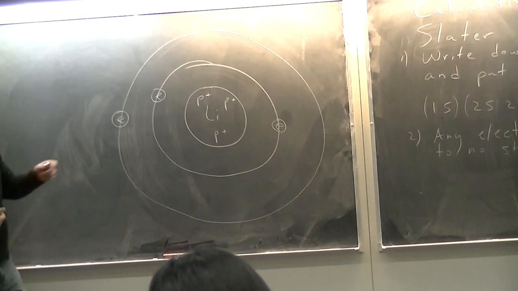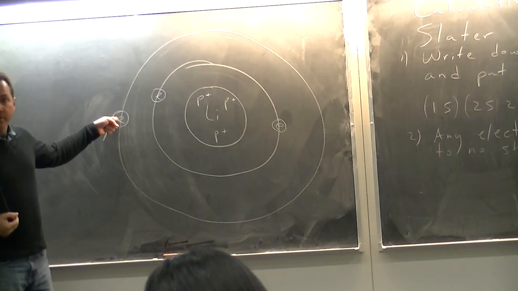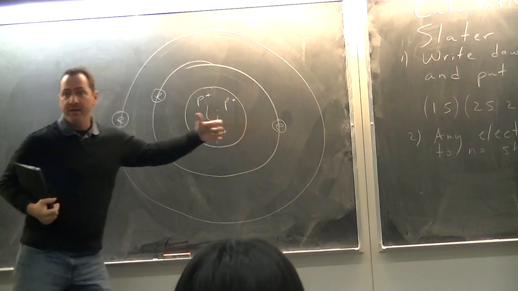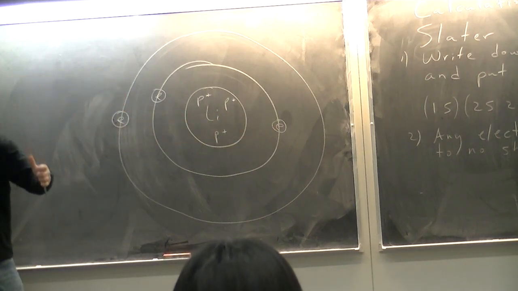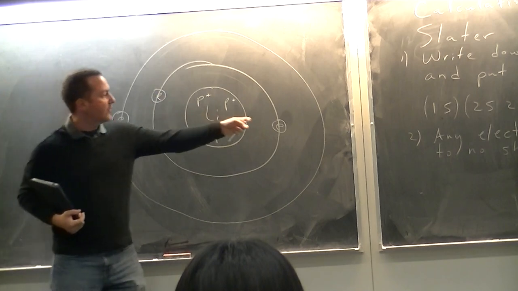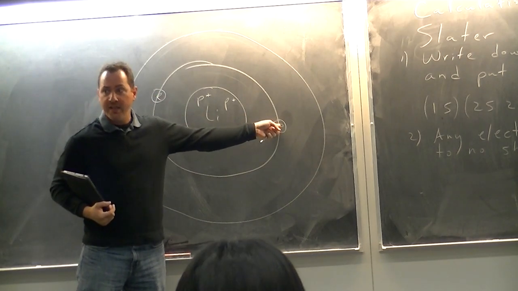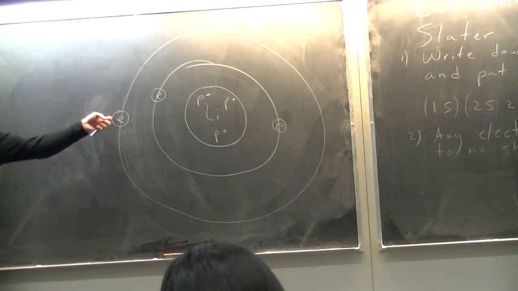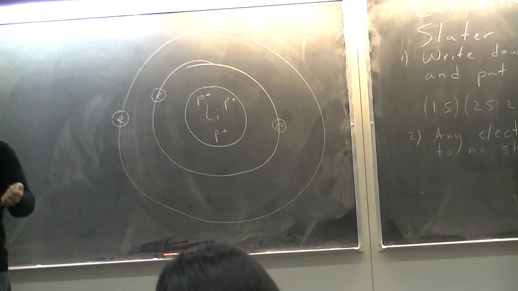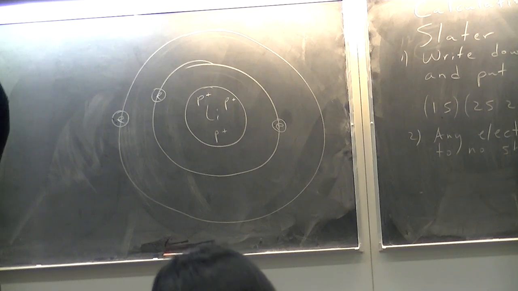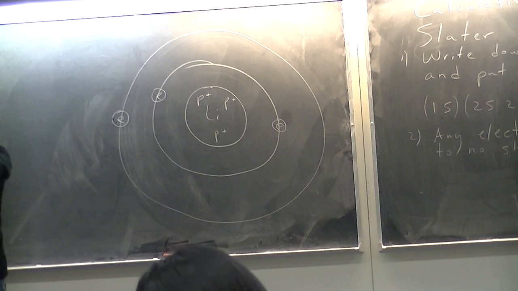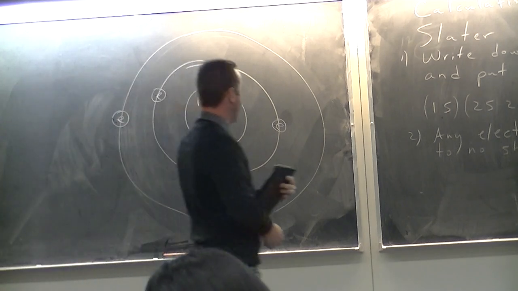So this electron is shielded by these 2 electrons that are in an inner sphere. But these 2 electrons are not shielded at all by this electron, which is out there. In the same way that if you are in a concert hall, you are not shielded from your side from people that are behind you. You're only being shielded by people that are in front. All right?